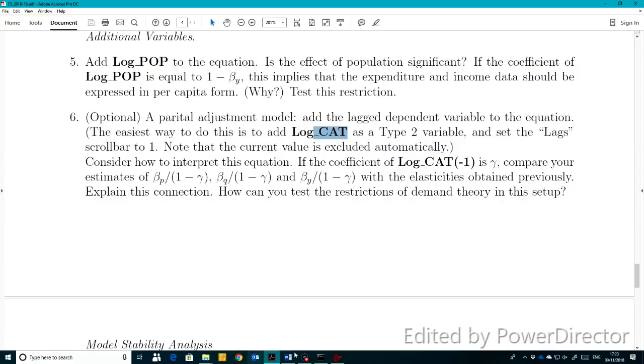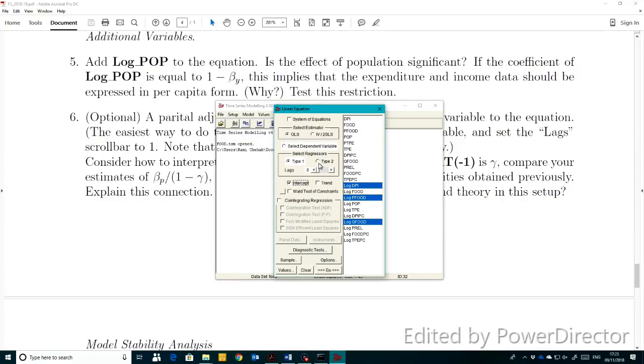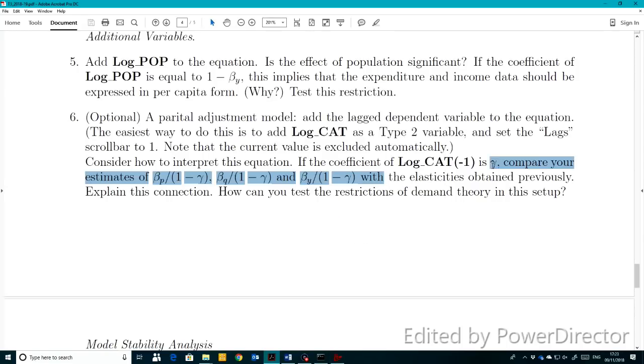You also have to add log food, but as a type 2, which is a dependent variable, log food. Then they are telling you to consider how to interpret this equation if the coefficient of the lagged variable, which is log food minus 1, is lambda. Compare your estimates to these numbers that you can see over here with the elasticities obtained previously.